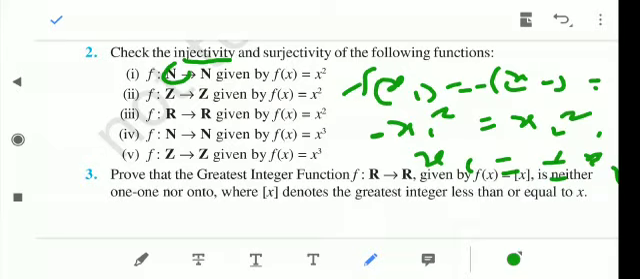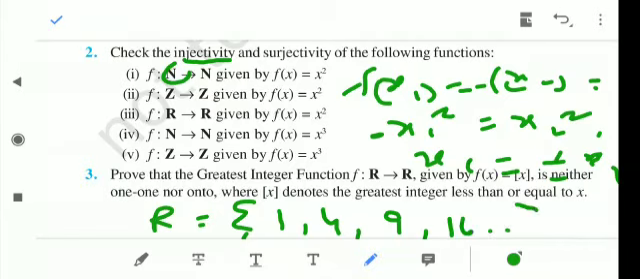Suppose in the domain the first element is 1. Here, for the first part of the question, corresponding to 1 we have f(x) = 1 squared, which is 1. If we take 2 in the domain, then f(x) = x squared gives the range value 4. Corresponding to 3 we have 9, and then 4 gives 16, and so on. So here you can see the range is 1, 4, 9, 16, whereas the codomain is the natural numbers: 1, 2, 3, 4, 5.